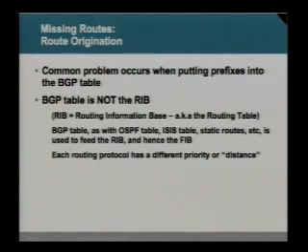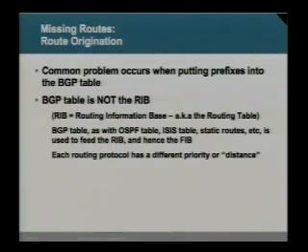Well, the common problem occurs when you're trying to put prefixes into the BGP table. And still some people have this difficulty of understanding that the BGP table is not the RIB. Yes, BGP has a RIB, but it's its own one. It is not the actual master router RIB. The RIB is the routing information base, or what most of us these days call the routing table.